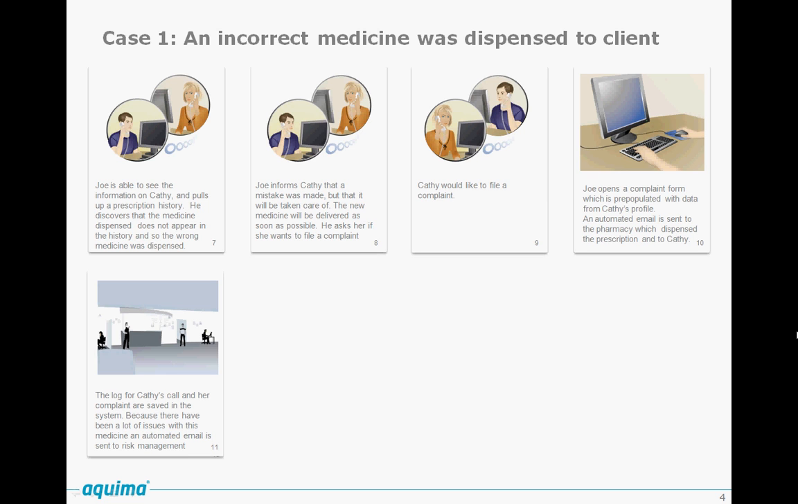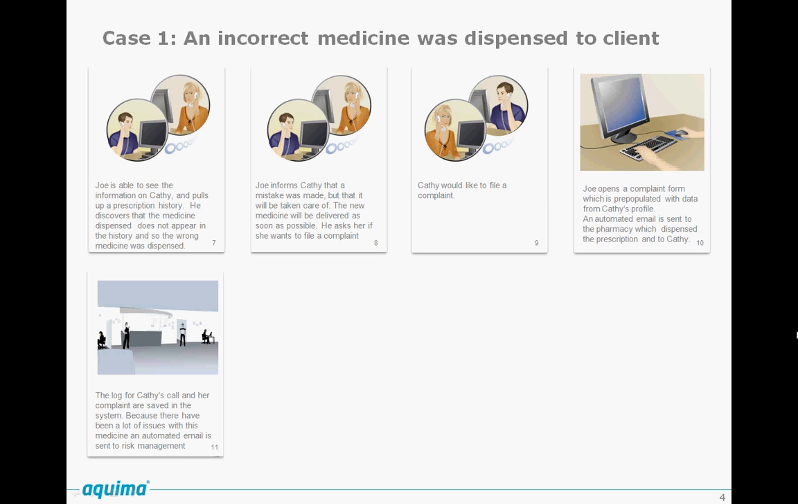Kathy, in this case, would like to file a complaint, so Joe pulls up a complaint form which is pre-populated and has the data from Kathy's profile. From there, he can send automated emails to the pharmacy and to the customer as well, and also a log of Kathy's call and complaint are saved in the system.